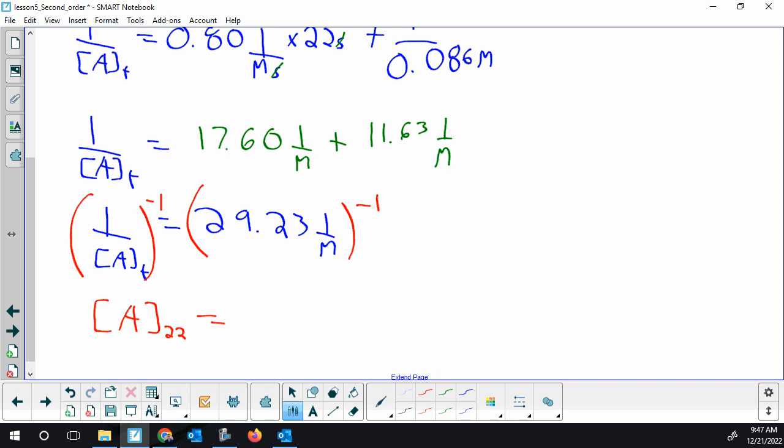Now we're at our final answer, so I'm going to round down to 2 significant figures. Both the numerical value gets inversed and our units get inversed. So we've got that concentration.